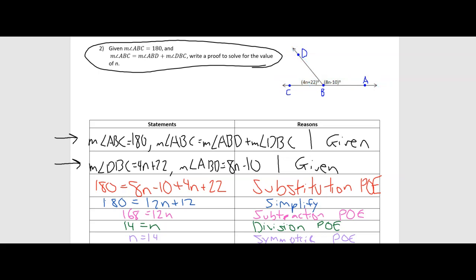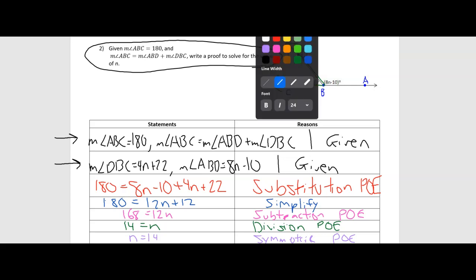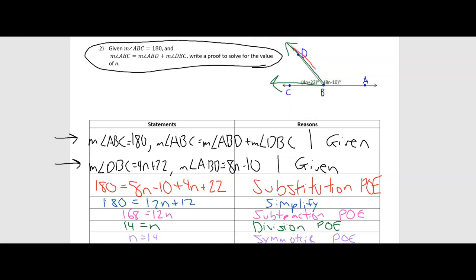For my other givens, I came over to this diagram, right, and I looked at what each angle's expression was. So for DBC, this angle right here, that angle has an expression of 4n plus 22. So we wrote that down. And then for angle ABD, well, that had an expression of 8n minus 10. Okay, and again, those were both given because we saw those in the diagram.